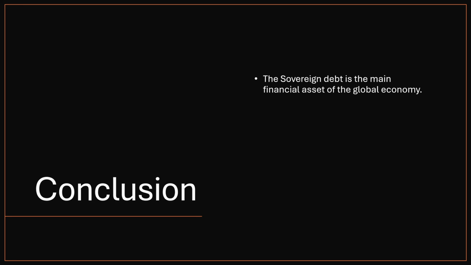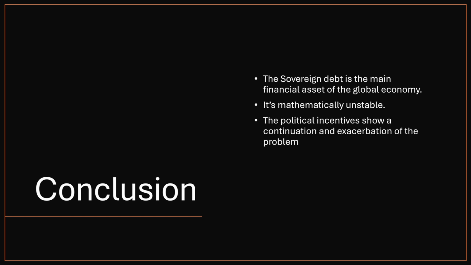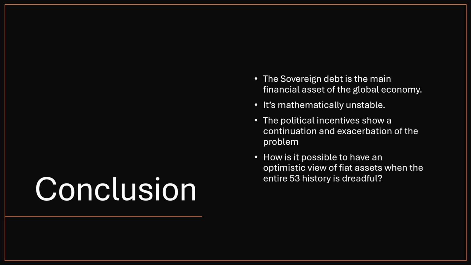So conclusion. Sovereign debt is the main financial asset of the global economy. It's the largest market in the world. It's mathematically unstable. However, the political incentives are aligned to numb the problem, expand it, kick it down the road. So how is it possible to have an optimistic view of fiat assets when the entire history is this expansion of the problem?